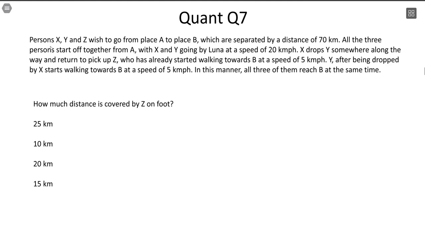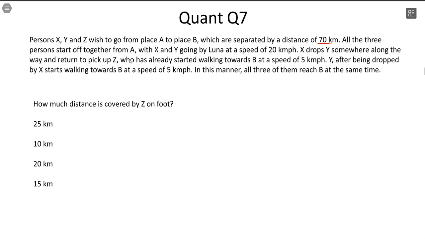Next question. Persons X, Y, and Z wish to go from place A to place D, which are separated by a distance of 70 kilometers. All the 3 persons start off together from A. This was a set question, as in there were 3 questions belonging to the same information points.